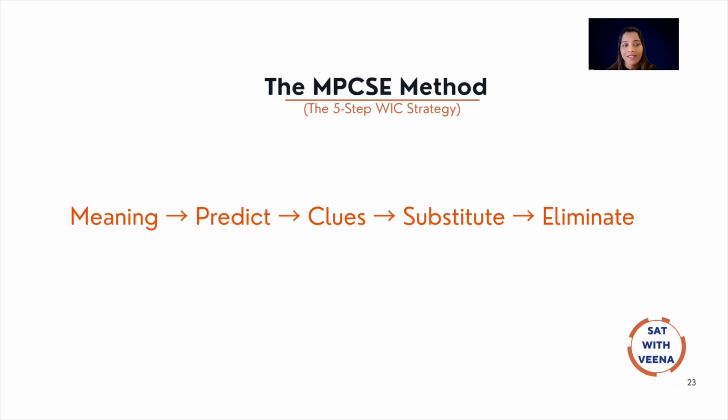Now, I'm going to teach you the exact strategy that I suggest. It's called the MPCSE method. This stands for meaning, predict, clues, substitute, eliminate. If you follow these 5 steps in order, you can solve most words in context questions in under 45 seconds.